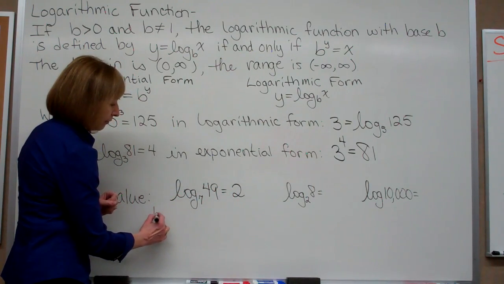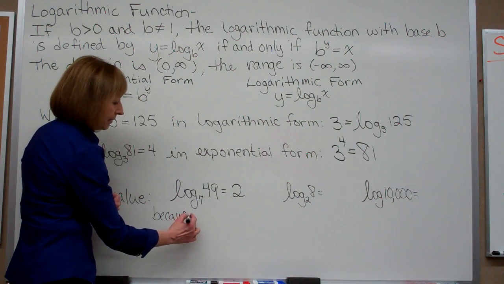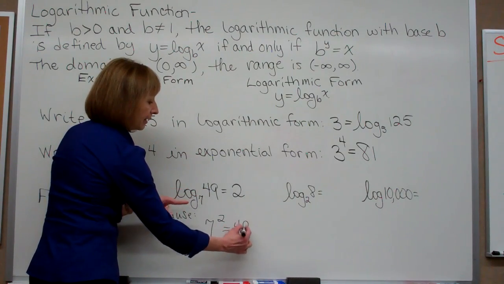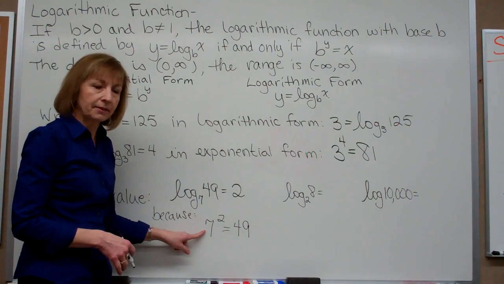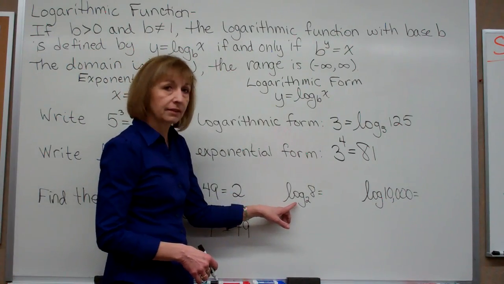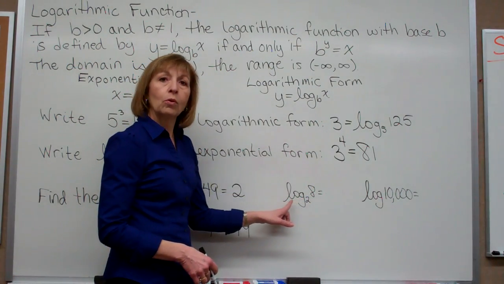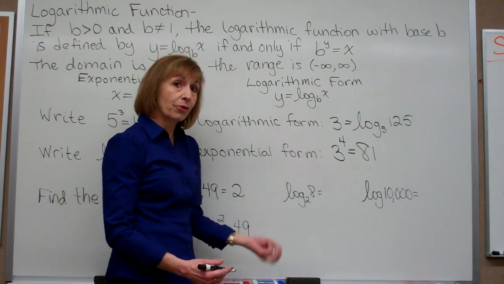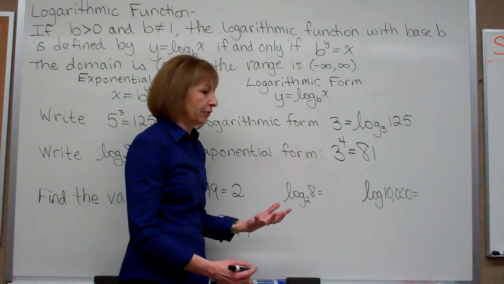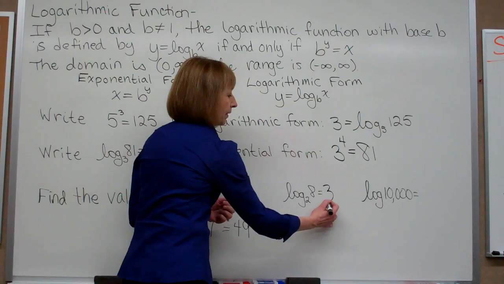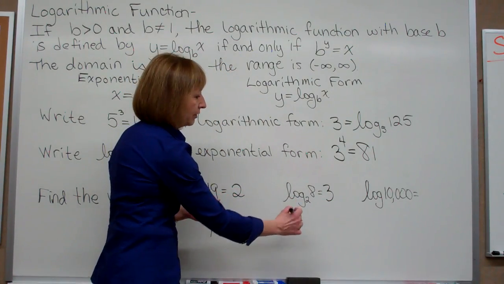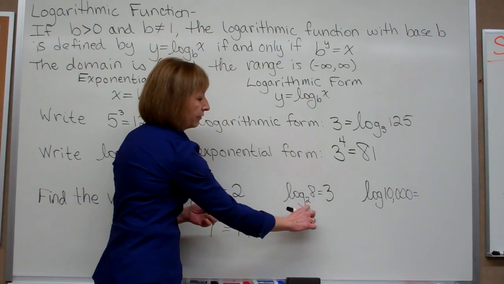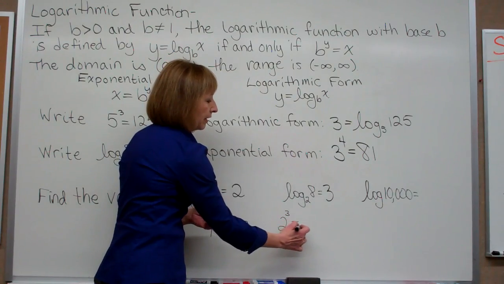And we can actually even write a because statement about this. It's because 7 to the second power is 49. The exponential form is a true statement. Let's do the next one. Log base 2 of 8. Well, what exponent do you need to put on 2 to create the value 8? We need an exponent of 3 on my base of 2 to create the value of 8. So log base 2 of 8 is 3. And again, we can write the equivalent exponential form because 2 to the third power will give me that value of 8.